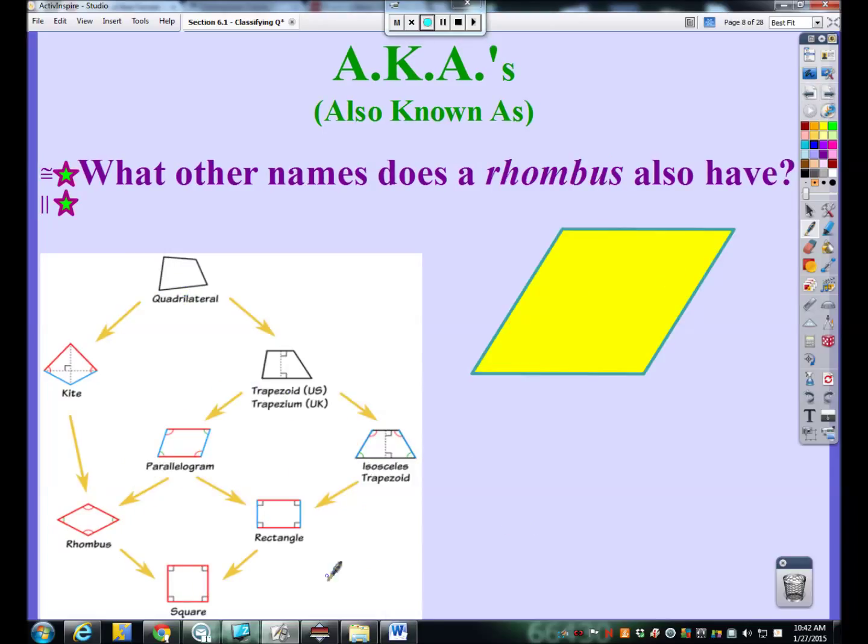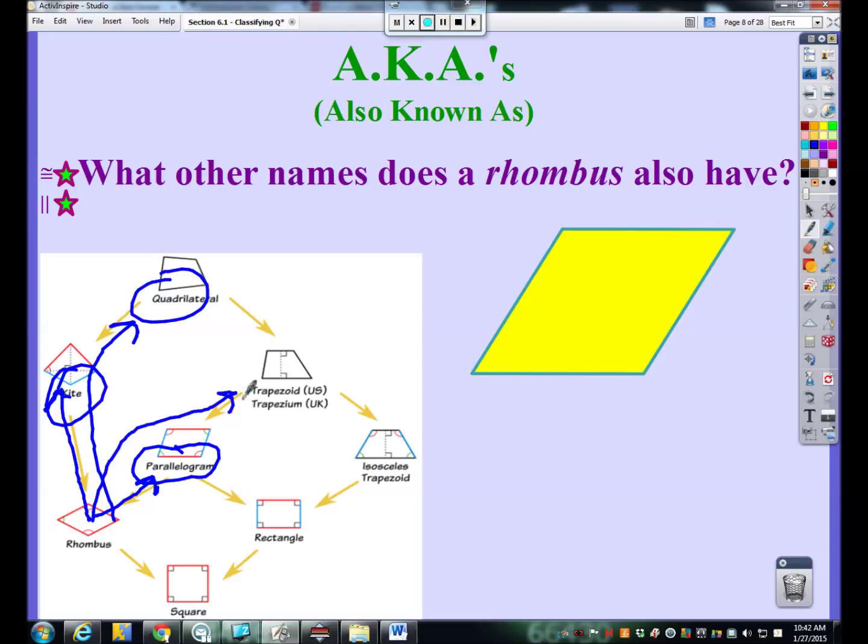Rhombus. What else could we call a rhombus? Well, again, let's go upstream in all directions. We could call a rhombus a kite. We could call a rhombus, well, just a quadrilateral. It's got 4 sides. We could call a rhombus a parallelogram. We could call a rhombus a trapezoid. But that's it. We can't call a rhombus a square always. Now, a rhombus could be a square, but it's not always called a square.